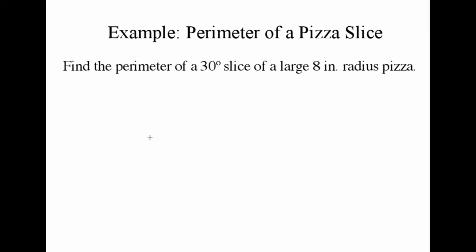So let's apply this. Find the perimeter of a 30-degree slice of a large 8-inch radius pizza. All right, so here we've got a slice of pizza. We want to find its perimeter. We're told that this is 30 degrees and the radius is 8 inches. So find the perimeter of that. We have 2 sides, and we just need to know what the measure of that arc is. So go ahead and calculate that, and we'll take a look at the solution.